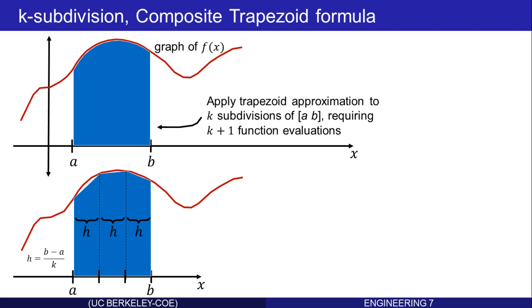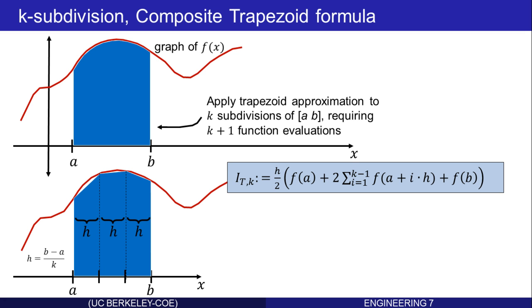H is b minus a over k. That's the width of each subdivision. And the trapezoidal approximation to the integral is the sum of all those areas. When those are summed up, each of the intermediate points plays a part in 2 separate integrals, the trapezoids that it's a member of. Therefore, the value of the intermediate points counts twice with a 2, and the value of the endpoints f of a and f of b counts once.